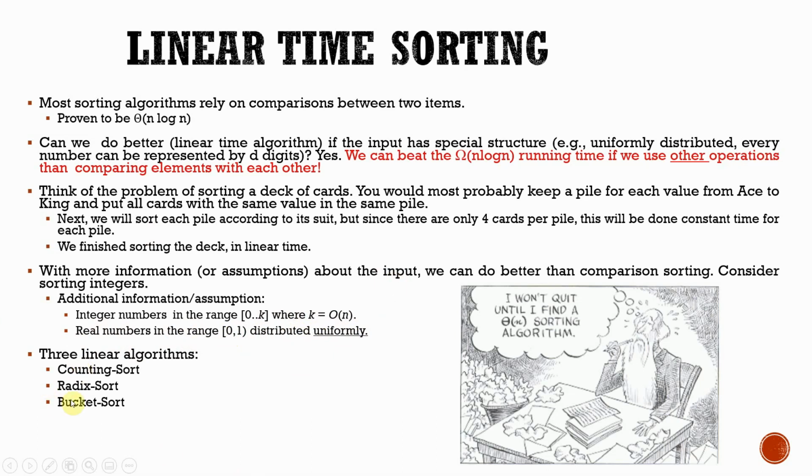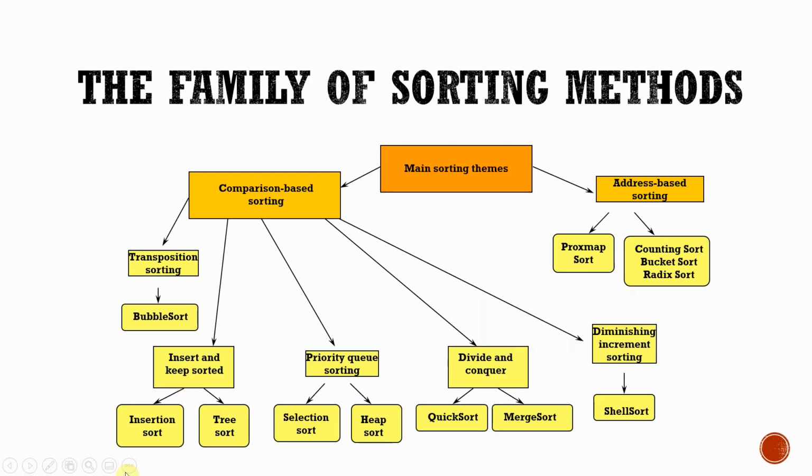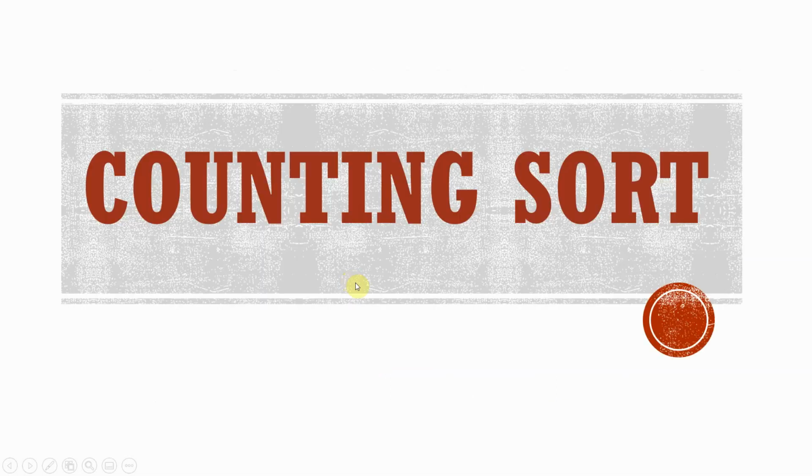The 3 algorithms that we see in this lecture are counting sort, bucket sort, and Radix sort. This picture summarizes some of the sorting algorithms that we have seen so far. All of the algorithms that we have seen so far are comparison-based sorting algorithms. Now we're going to talk about linear time sorting algorithms: counting sort, bucket sort, and Radix sort. So let's first start with counting sort.